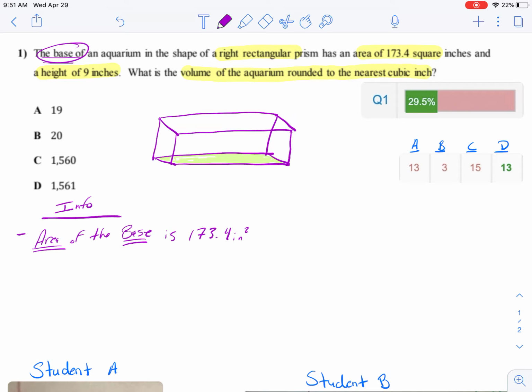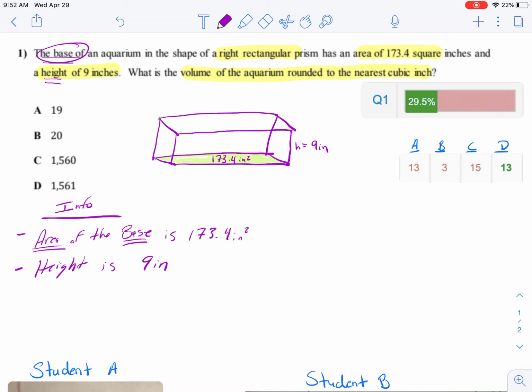What other piece are we being given? Yeah, it's saying that the height is 9 inches. Are we being given anything else in regards to the actual dimensions of the shape? Let's make sure that for the height, we're highlighting 9 inches. And here, I'm going to label this as 173.4 inches squared, because that's the area of the entire base.